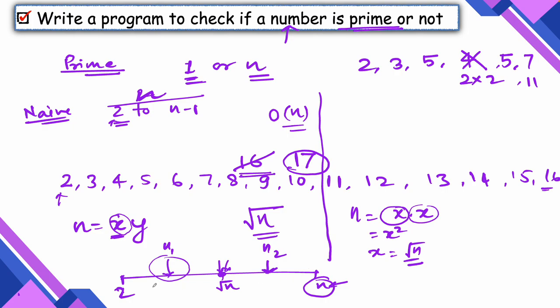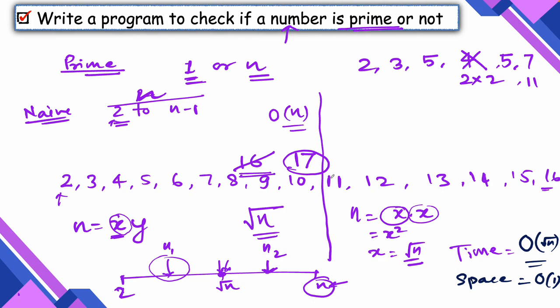Now what will be the complexity of this solution? The time complexity is going to be big O of root n, because we are not going beyond root n in this, and there is no extra space used, so space will continue to be big O of 1.